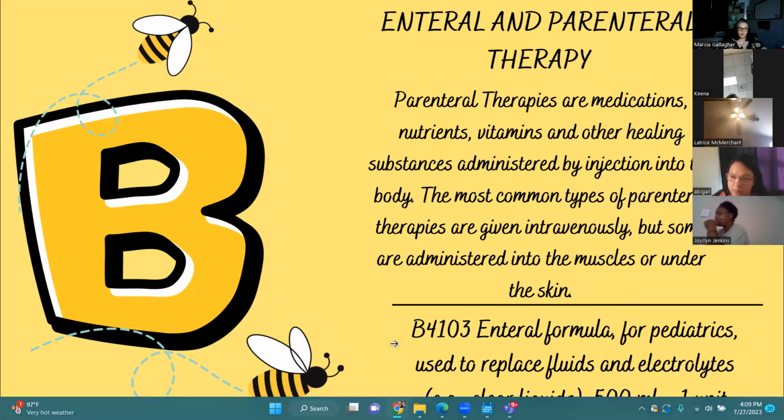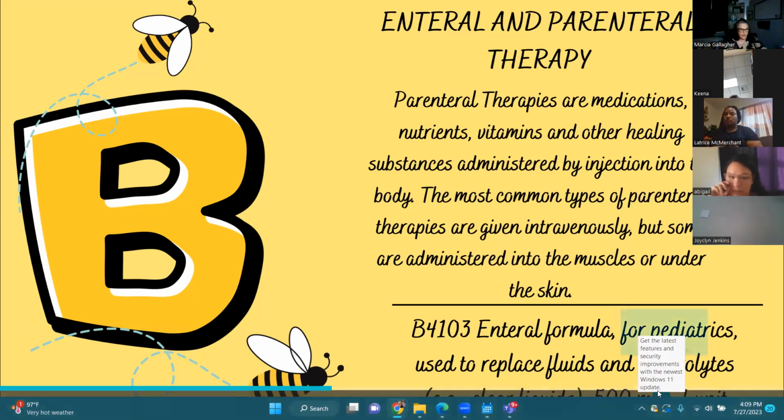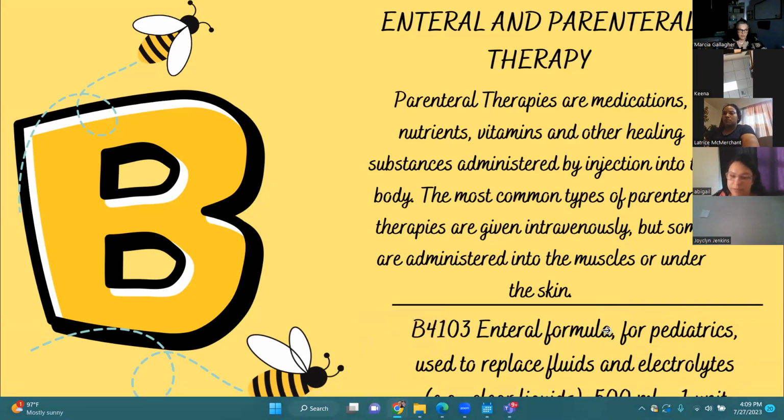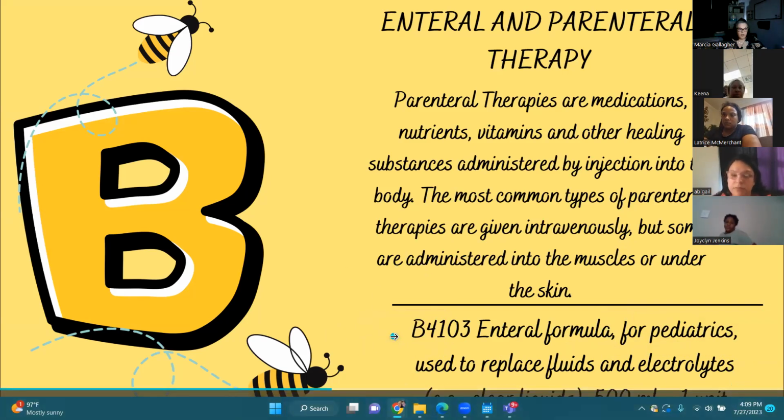B4103, enteral formula for pediatrics used to replace fluids and electrolytes. And then you can't see it, it's a little bit too far down, but that's got like 500 milliliters. So if they had to give formula to a baby at the hospital, this is what they're going to use, B4103.